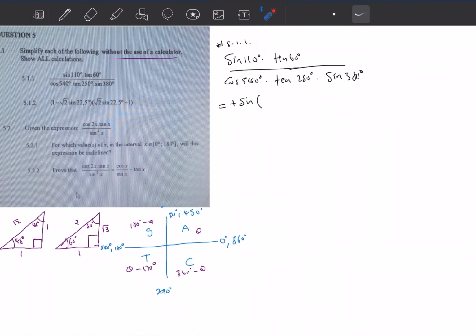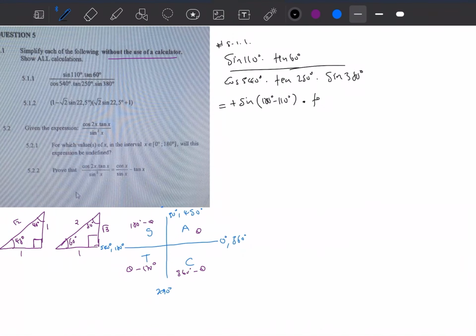Now what you're going to do is say 180 minus theta, and theta in our case is 110. You can write that down: 180 minus 110. So what we're doing is reducing the 110 into the first quadrant. Because 180 minus 110 is 70 degrees, and 70 degrees is in the first quadrant because it's between 0 and 90 degrees.